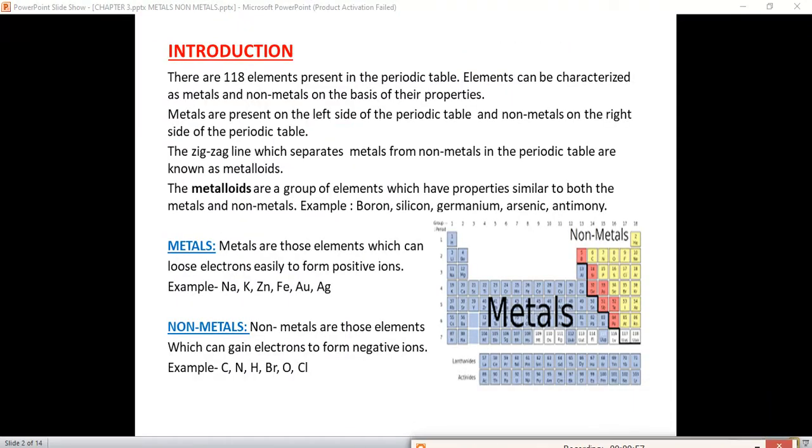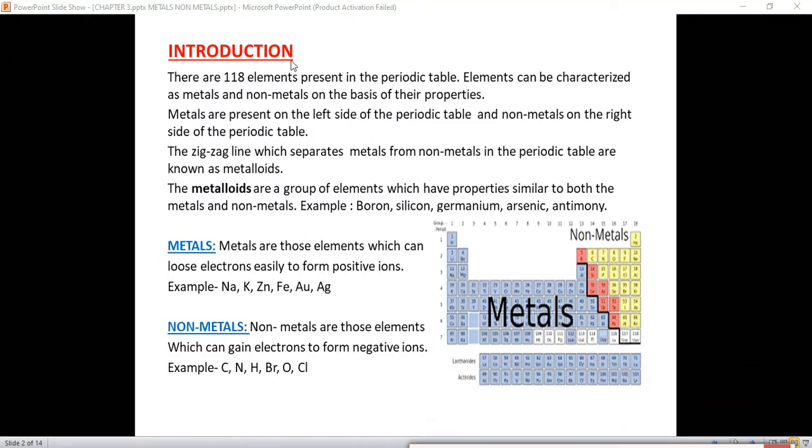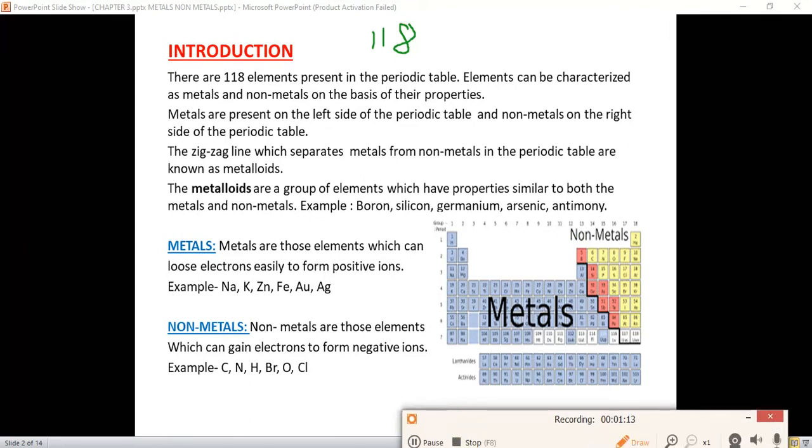You all know there are 118 elements in the periodic table. You have read in your previous classes that there are 118 elements in the periodic table, and these 118 elements are classified into metals, non-metals and metalloids.